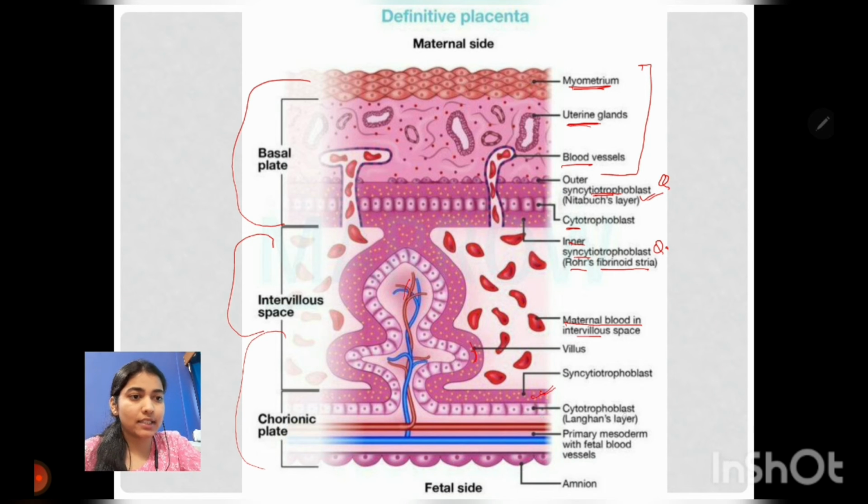On the fetal side, cytotrophoblast, the Langhans layer. This is known as the Langhans layer. Langhans cells are present here. And primary mesoderm with a fetal blood vessel. This is amnion overall on the fetal side.